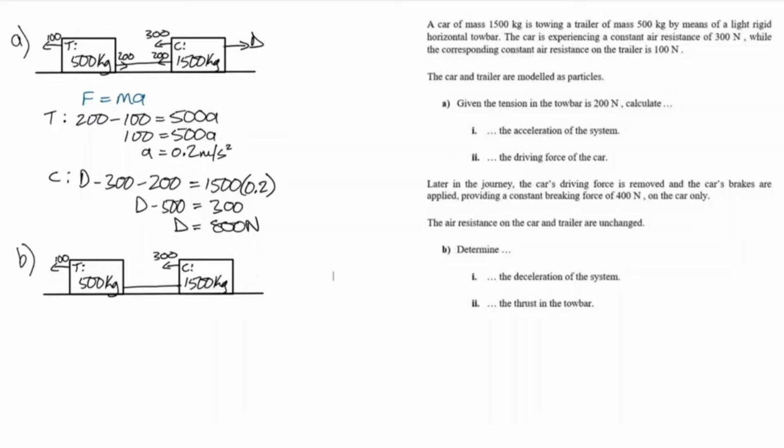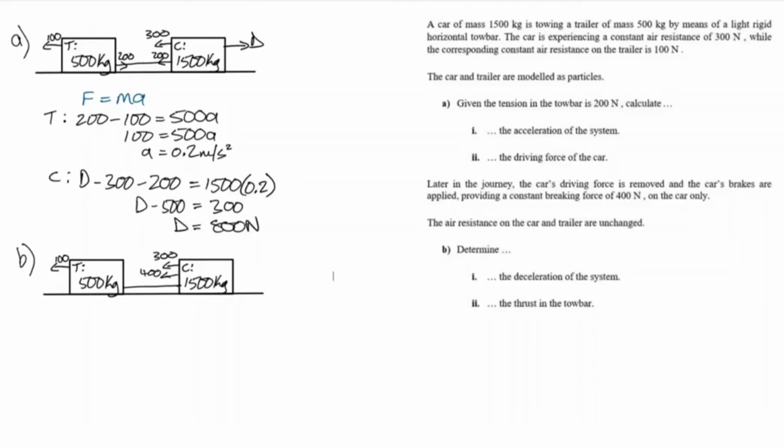So I'm actually going to redraw this diagram. Lots of things remain the same. We have the same resistances. There's nothing that would have made the masses change, and we're still connected by this tow bar. I've removed the driving force because we've been told there is no longer any driving force. What we have instead is a constant braking force of 400, and that braking force is in the negative direction. It's against the direction of motion. So we're braking with 400 newtons.